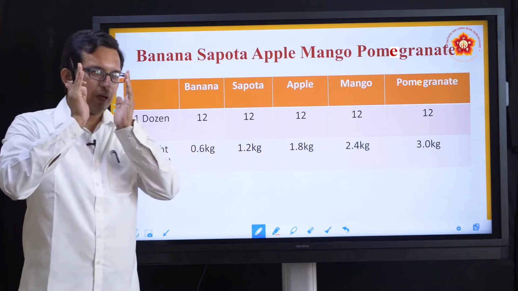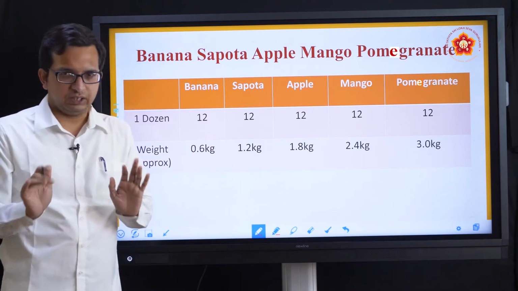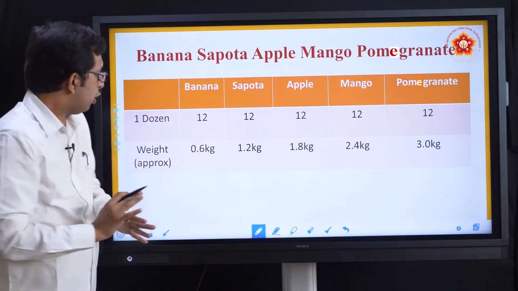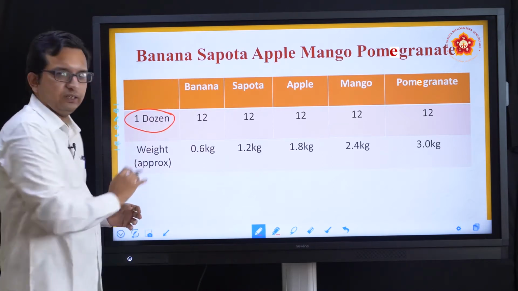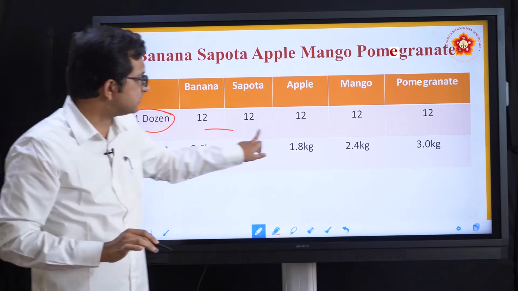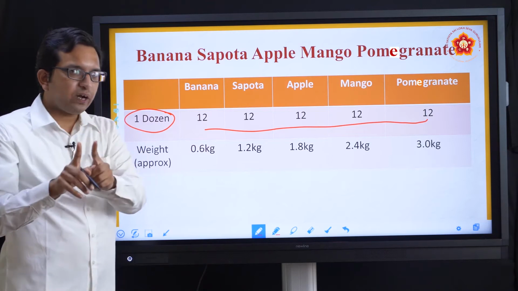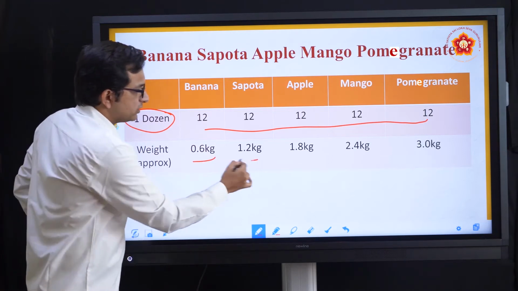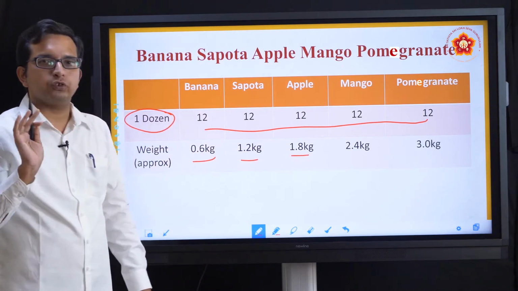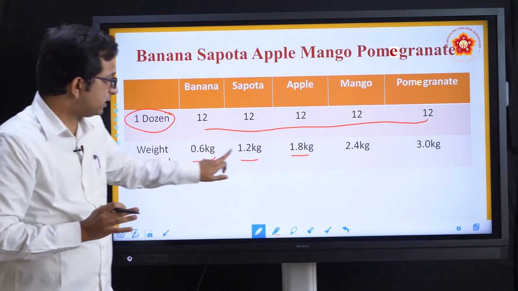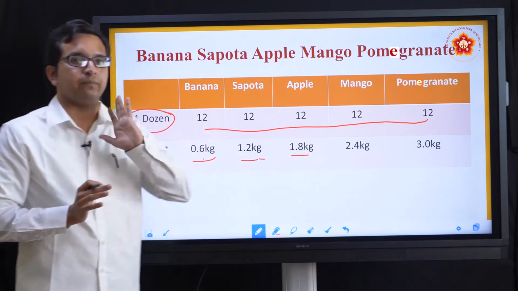So the main point that I want to highlight here is that, as an example, when I have taken 5 different fruits and purchase them in terms of a dozen, the quantity remains the same, which is equal to 12. What definitely differs is the mass or weight of those fruits. Depending on their various sizes, naturally their masses differ.